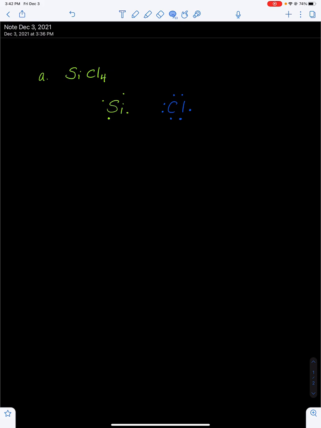Okay, so we know silicon is in column 4A. That means it has 4 valence electrons, which you can see I've drawn by the 4 dots around the silicon. Chlorine is in column 7A, which means it has 7 electrons. And you can see that I have drawn 7 electrons circling the chlorine atom. So to make the Lewis structure for this, how would I go about doing that? Remember, I'm always going to put the element with the most unpaired electrons in the center. Silicon has 4 unpaired electrons, chlorine has 1.